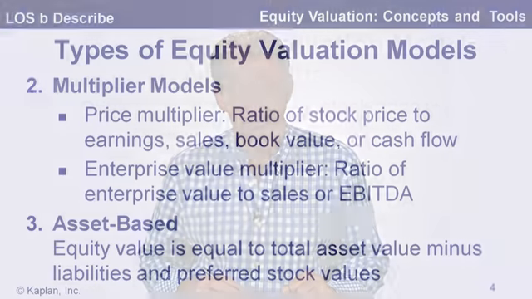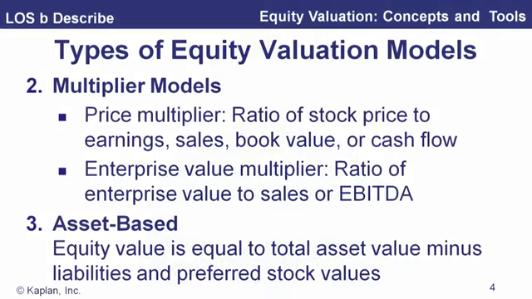Our second type is multiplier models here. Now, our cash flow models are what I would call absolute valuation models. We've looked at expected cash flows, we've estimated the appropriate discount rate given the risk of the security, uncertainty about the future dividends, and taken the present value. With multiplier models, it's more of a relative valuation model. We're looking at how a security is valued relative to other securities with similar characteristics.